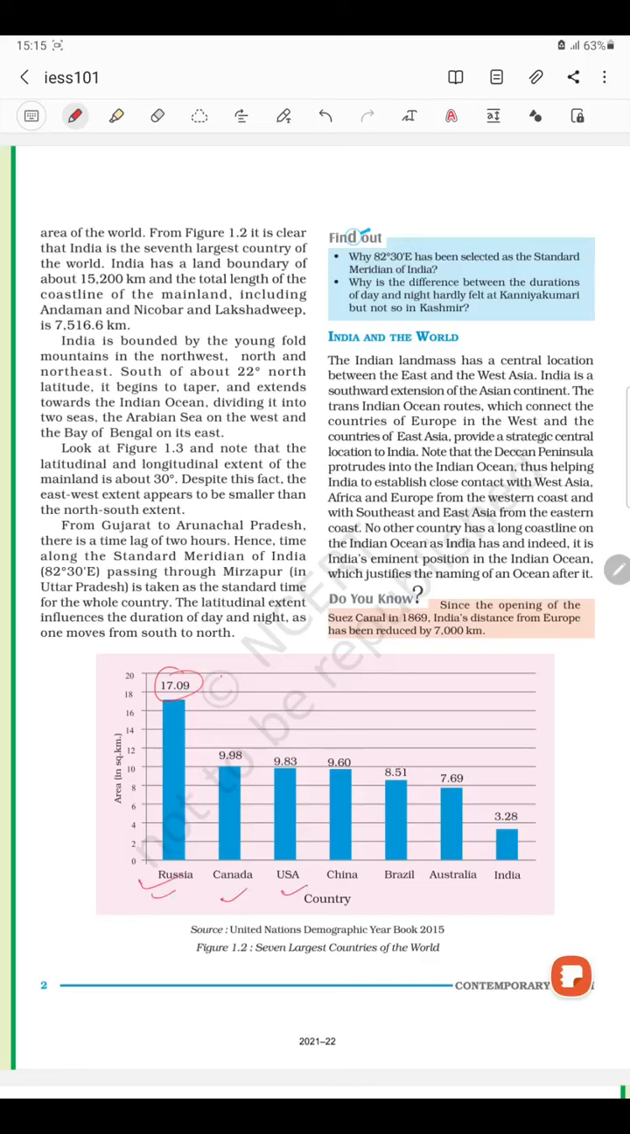You can see Russia, Canada, USA, China, Brazil, Australia, and India. India's area is how much? 3.28 only. Just compare with Russia. Russia is approximately 6 times greater than India in case of area.